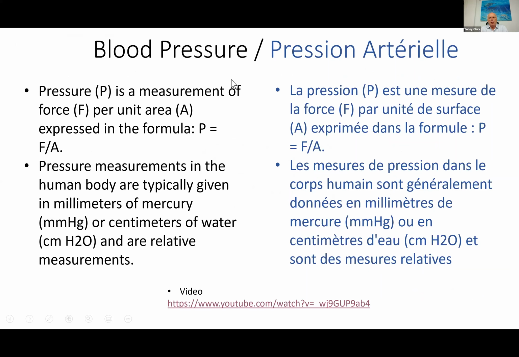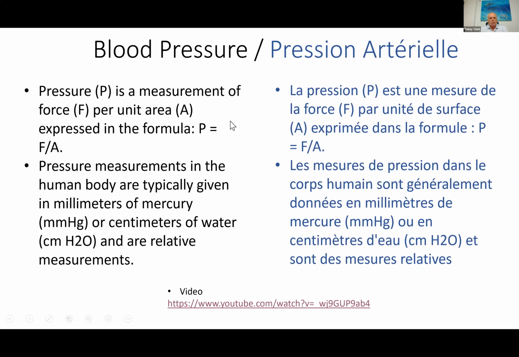So the next and very important parameter is the blood pressure. So this is the pressure inside your circulatory system at various locations. Pressure is a measure of force per unit area. Formula: pressure equals force divided by area.